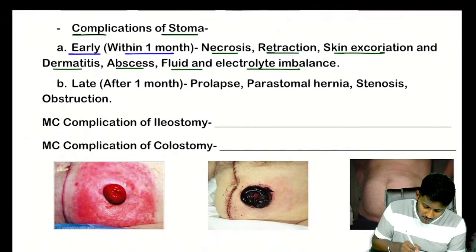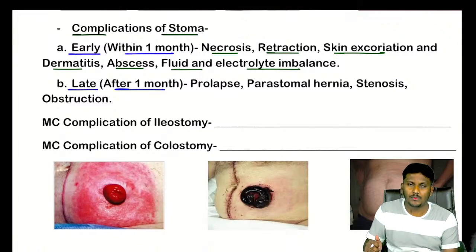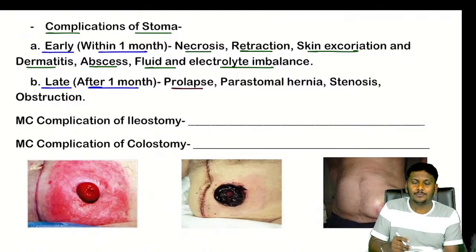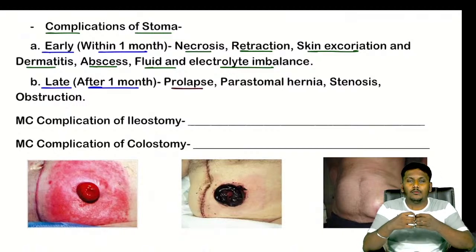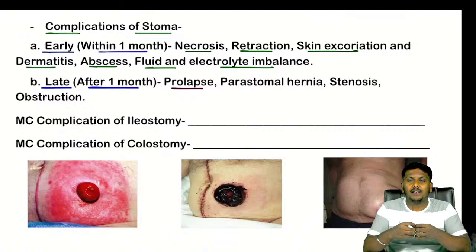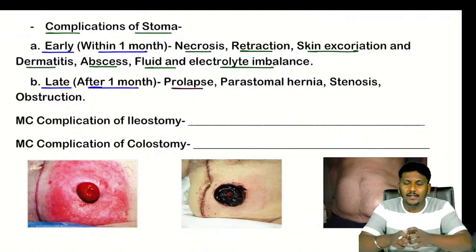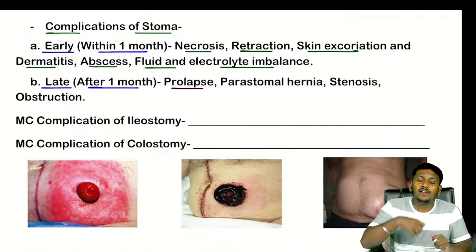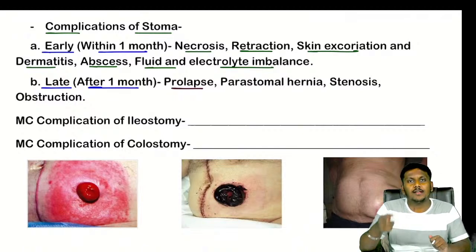Next important, the late complications, which usually happen after 1 month of the stoma creation. One of them is prolapse. What is prolapse? Here the stoma or the intestine is coming outside, it is hanging outside, right? If it gets pulled inside, it is retraction, which is an early complication. If it hangs outside, it is prolapse, which is a late complication.